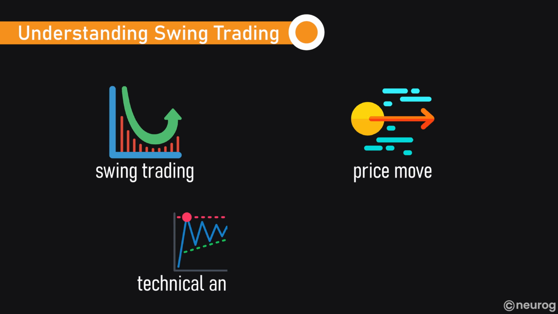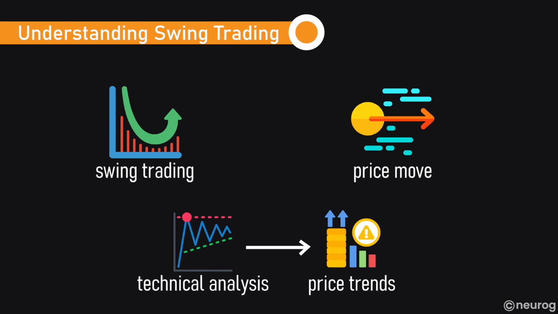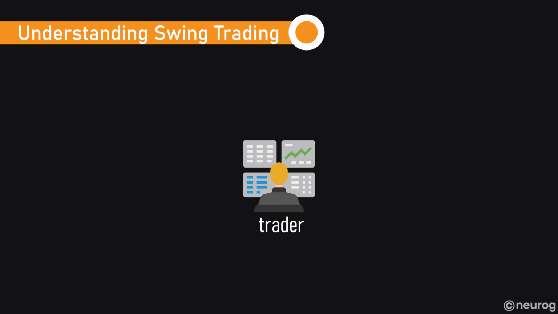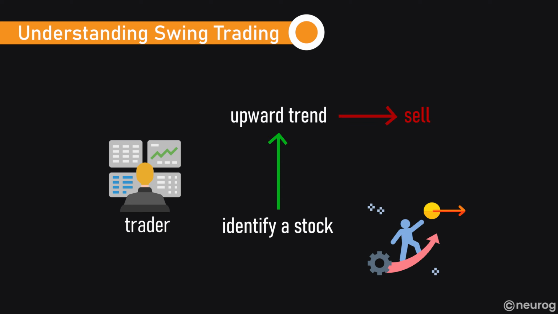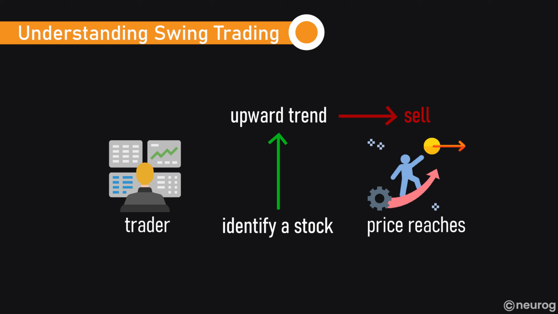Swing traders utilize technical analysis to identify potential price trends and make decisions about entry and exit points. For example, a trader might identify a stock that is on an upward trend, buy during a minor pullback, and sell when the price reaches a predetermined target.